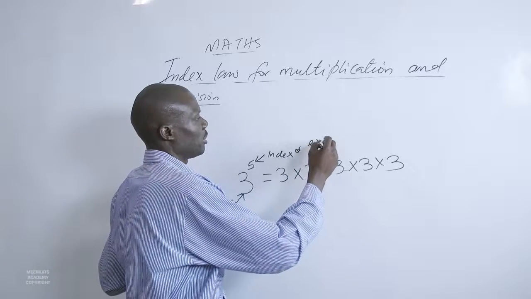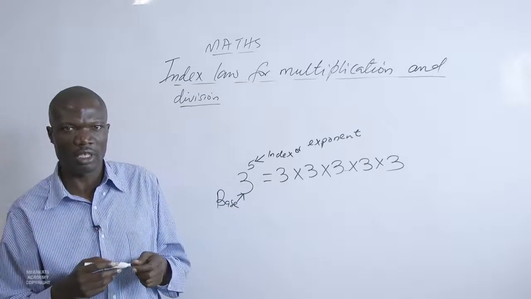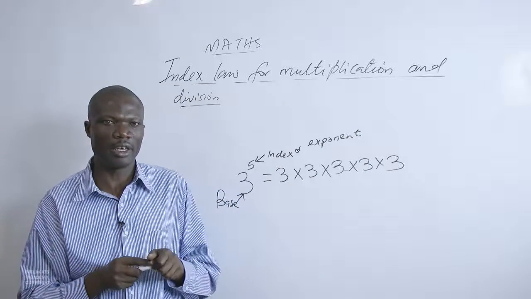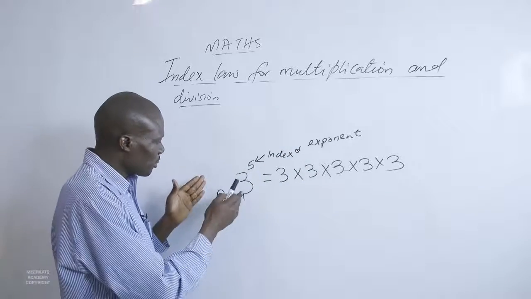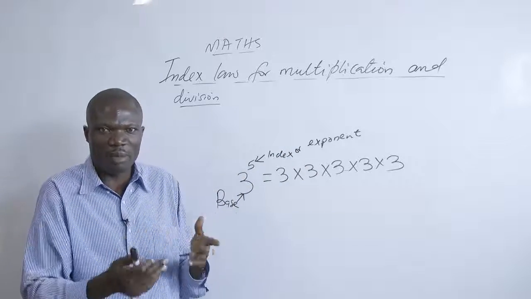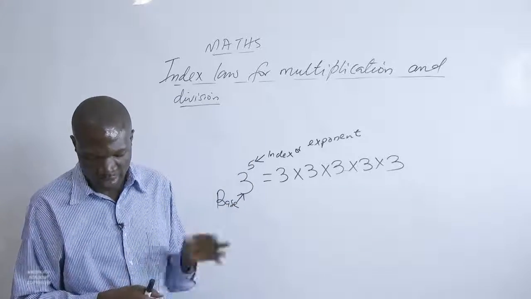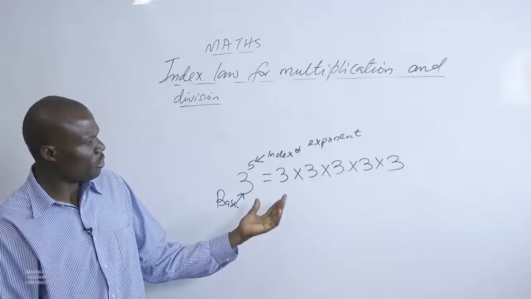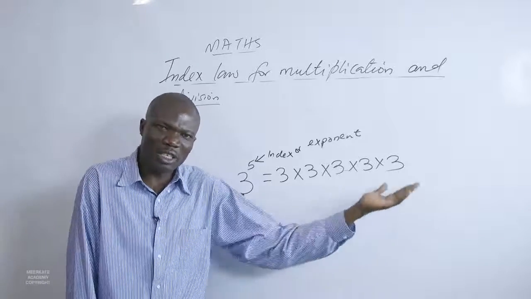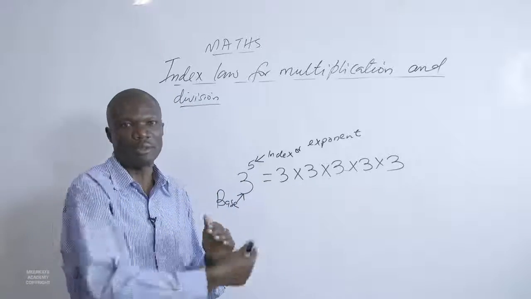Or exponent. It is called index or exponent, what we have up there. So 3 raised to 5: 3 is the base, 5 is the exponent, or also called the index. This is what indices are. So if you don't want to write a number repeating itself so many times, you just say that number raised to the number of times.